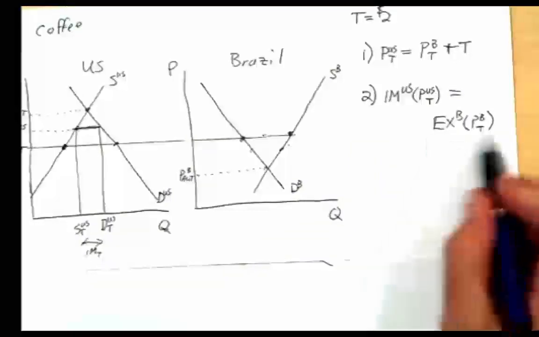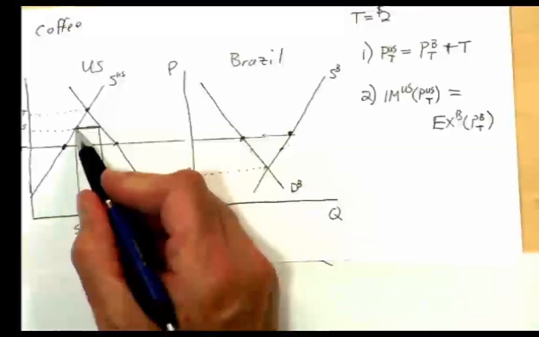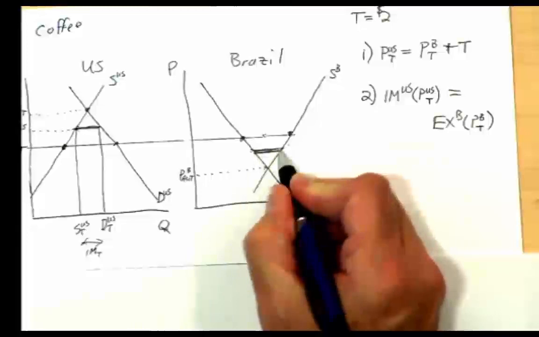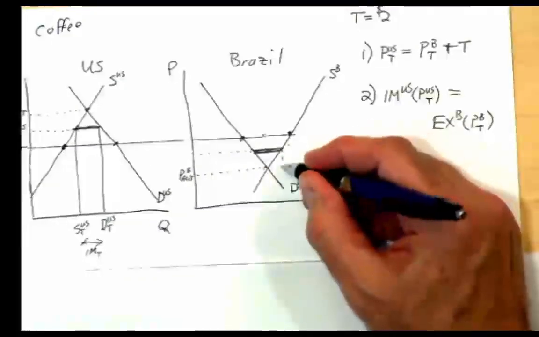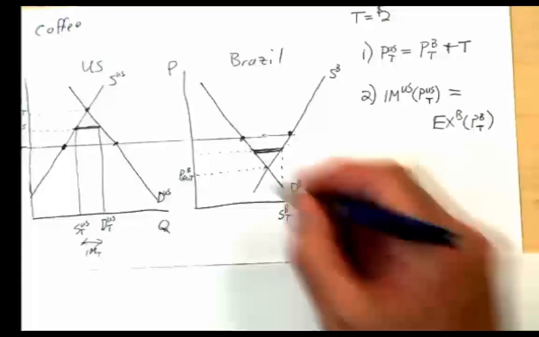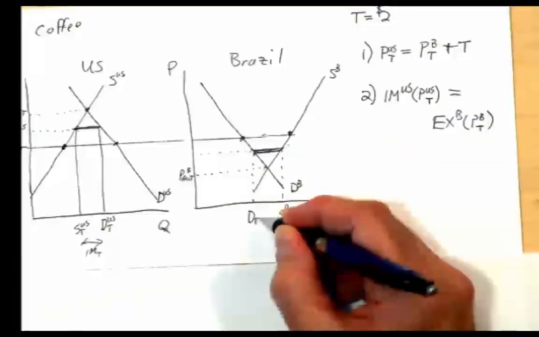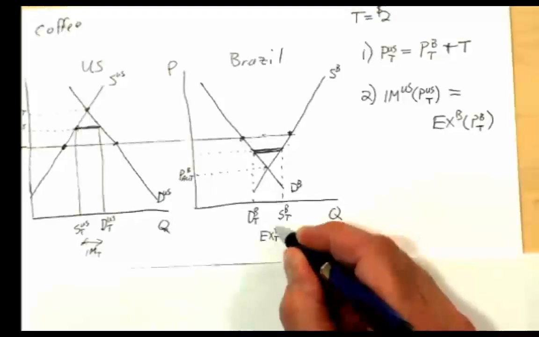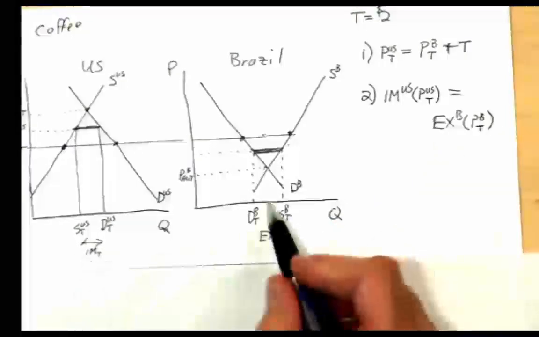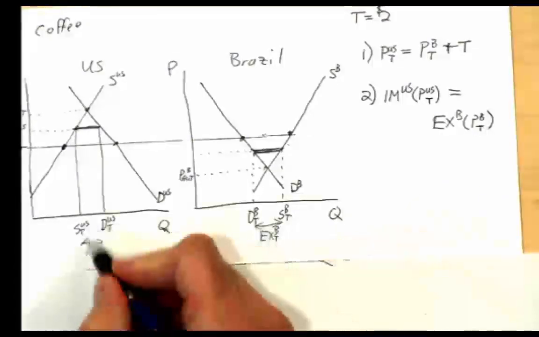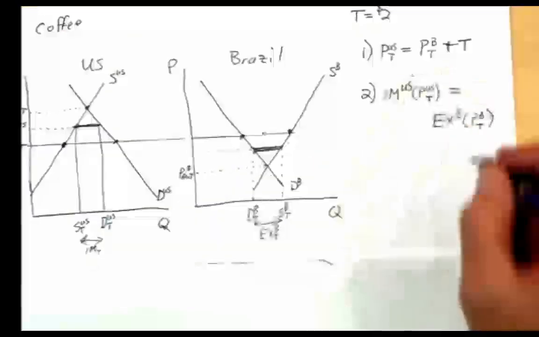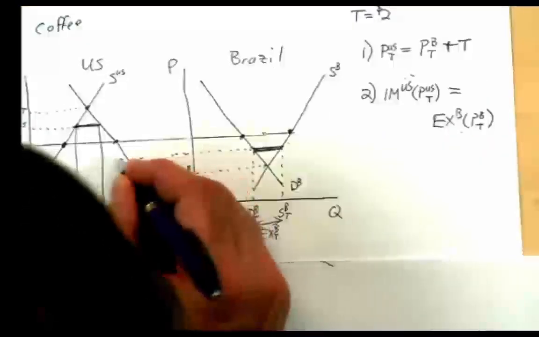Now, exports from Brazil have to be equal to this distance in the end. So what I can do is take that distance, carry it over here, and find a difference between supply and demand at a lower price for Brazil, such that supply by Brazil with the tariff in place minus demand from Brazil with the tariff in place is going to be equal to exports from Brazil with the tariff in place. And that exports has got to be equal to these imports. So I tried to draw this so that this distance is approximately or exactly the same as this distance here. U.S. price gets pushed up, Brazilian price gets pushed down, equalizing imports and exports.